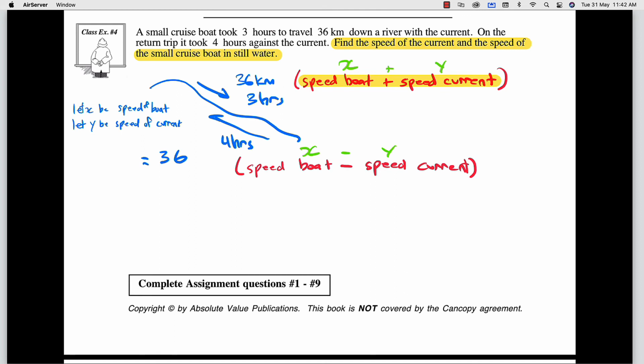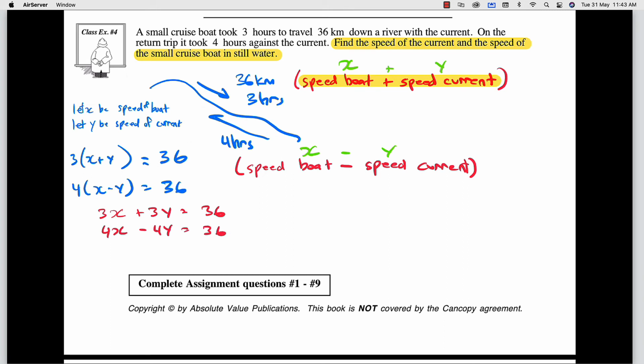So on the first one up here, it's going to be 3 times the x plus y is going to equal 36. And that's when it's going down the river. And when it's coming back up, it's going to be 4 times the x minus y. And they still went 36 kilometers. Okay, so in this case, we want to expand both these out, so I end up with 3x plus 3y equals 36 on the top equation, and 4x minus 4y equals 36 on the bottom equation.